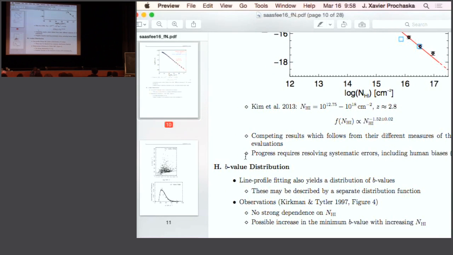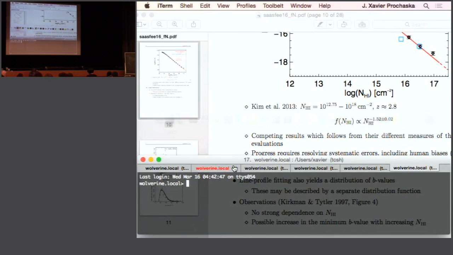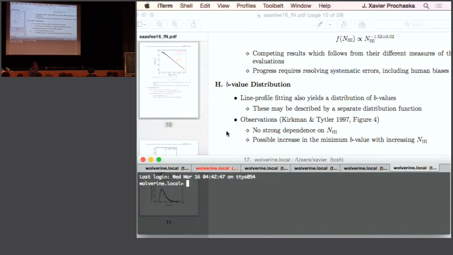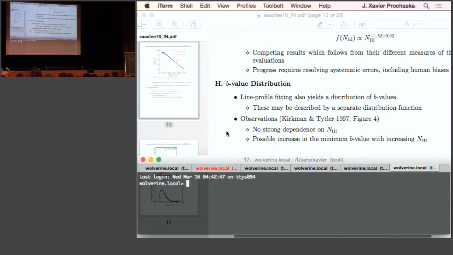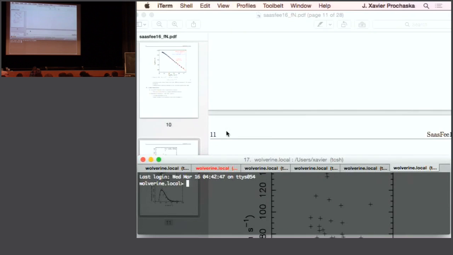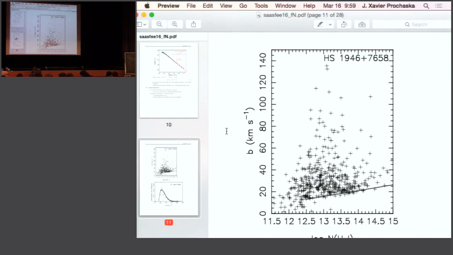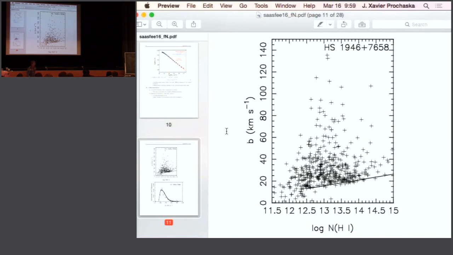As I said, starting off with this frequency distribution, we separated out the B value distribution. Let me now bring it back in. That same line profile analysis that I showed you this morning does give you a unique B value for each of the absorption features modeled. Here's a scatter plot from just one sight line, column density on the x-axis, and B value measured on the y-axis.